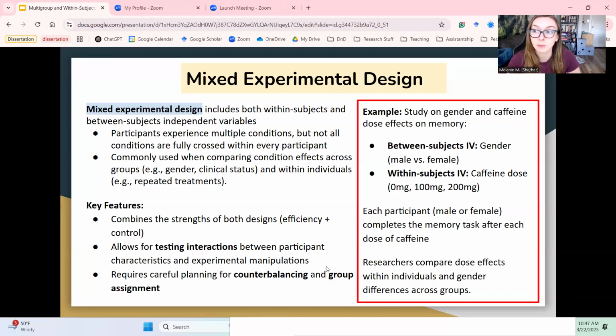For a mixed experimental design, you still have to plan for things like counterbalancing and group assignment, even though you wouldn't have to if it was just a between subject IV. So, it's additive. It's both. It's literally all it is.